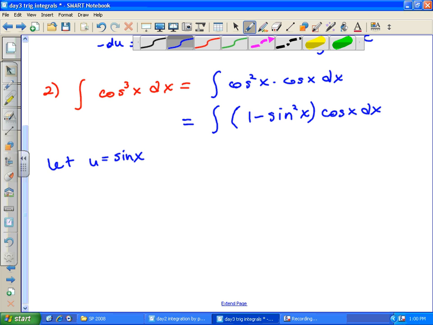Could you have done the opposite? Don't write this, please, but if I let u be equal to cosine x, then du would be negative sine x dx. Do I have a negative sine x dx in there? Not really. I have sine squared and things like that. So this is not going to work. We're not going to choose that substitution. Instead, let u be sine x. Its derivative is cosine x dx. And now we can go with our integral.